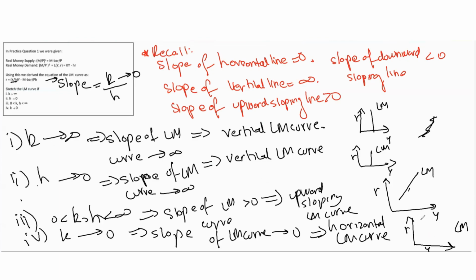For these different scenarios, to understand what happens to the shape of the LM curve, we look at what happens to its slope. If the slope is zero, we know it's a horizontal line. If the slope is infinity, it's a vertical line. If the slope is positive, it's an upward sloping line. Whether it's then a straight line or a curve depends upon its form. In this case, we had a linear form, so that's why we drew it as a straight line. So that's all for this.